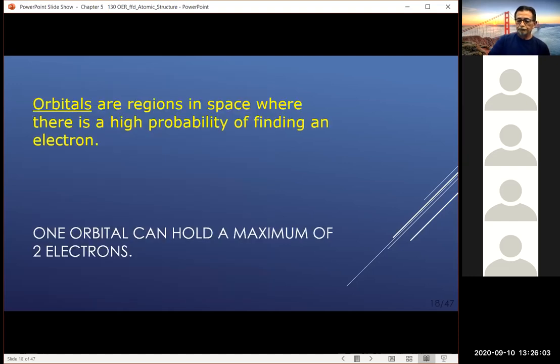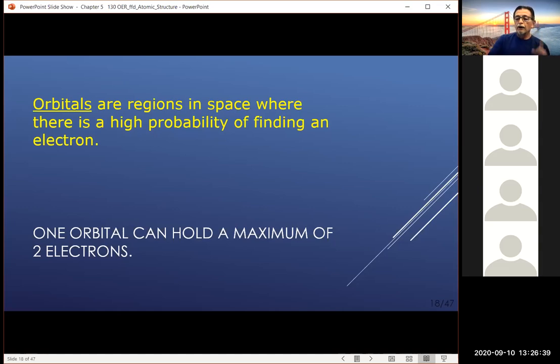Orbits. I wish I could bring them in here, but basically what they are are humongous mathematical equations that represent, when we plot data of these equations, a three-dimensional model that gives us an idea of where the electron is with respect to the energy level and the type of orbit. And this gives you a high probability of finding an electron within that given area.